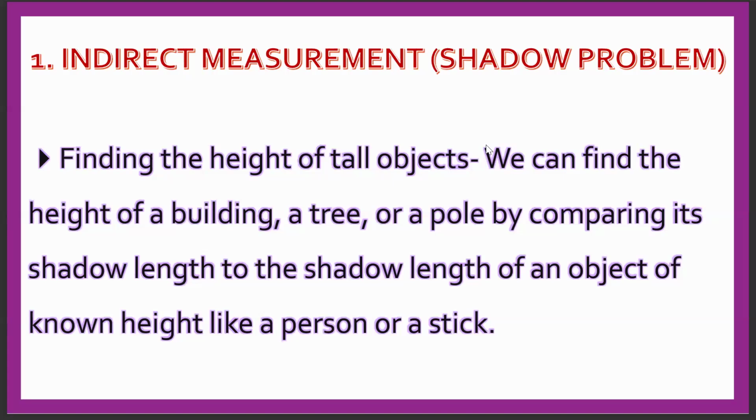of triangles. Here, if we have some tall object like a building, a pole or a tree, how can we find the height without proper measurement? So how can we use the property of the similarity of triangles? This is very important. We only have to make two similar triangles, and with the comparison of the sides, using the property of similar triangles, we can find the one unknown.